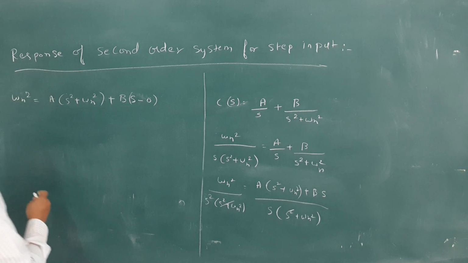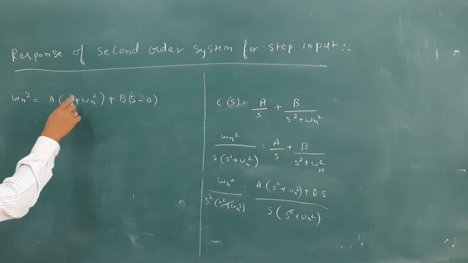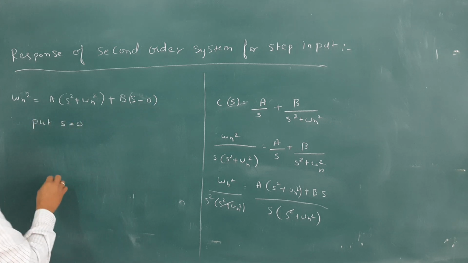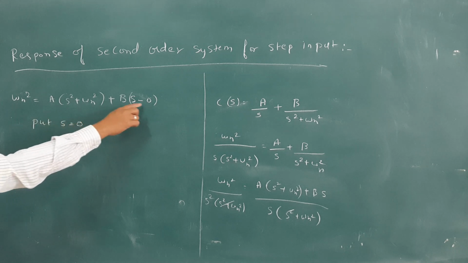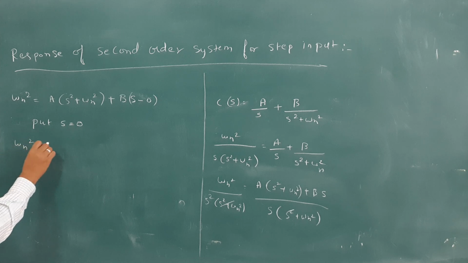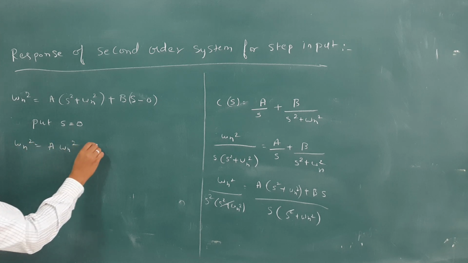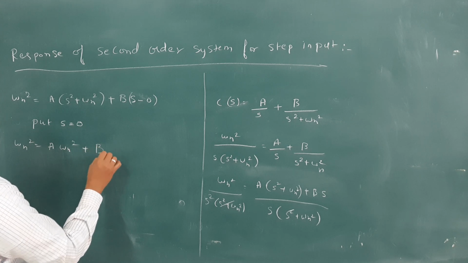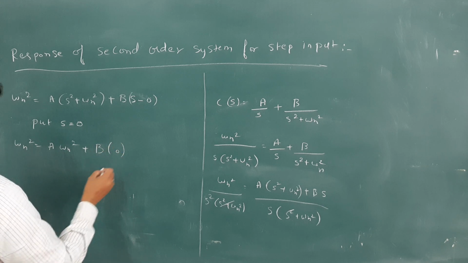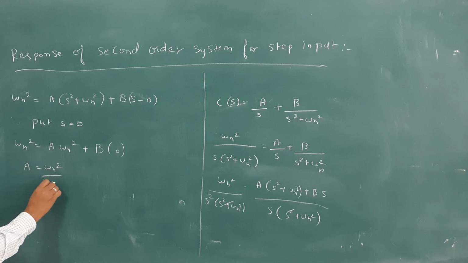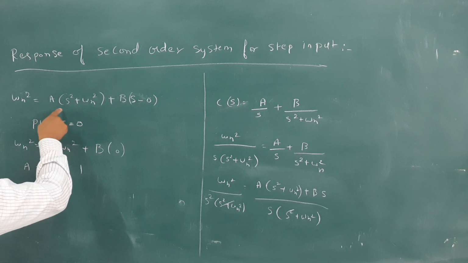Now what we will do is substitute s equal to 0 in the equation. Putting s equal to 0, it is one of the factors. Factorizing it, with s equal to 0, omega n square is equal to A into omega n square plus B into 0. So what you get here is A equals omega n square by omega n square, that is equal to 1.